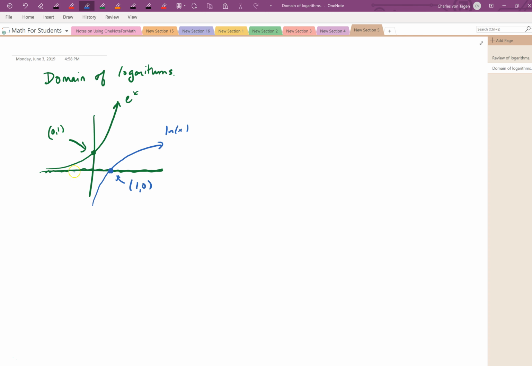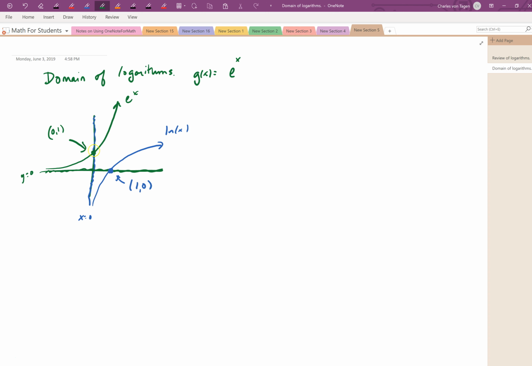And where e to the x had a horizontal asymptote at y equals 0, the natural log of x has a vertical asymptote at x equals 0. So let's just make sure that this is completely clear. For e to the x, let's give it a name. Let's call it g of x equals e to the x.